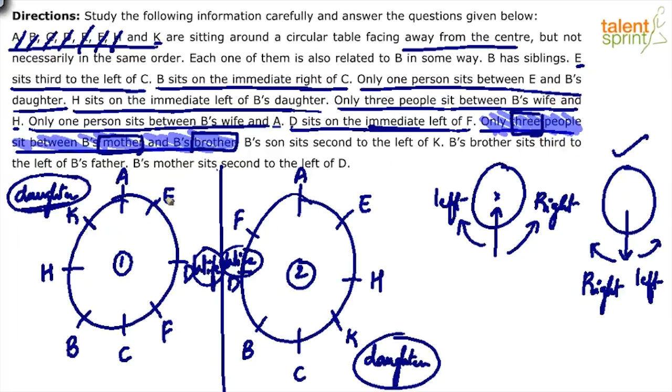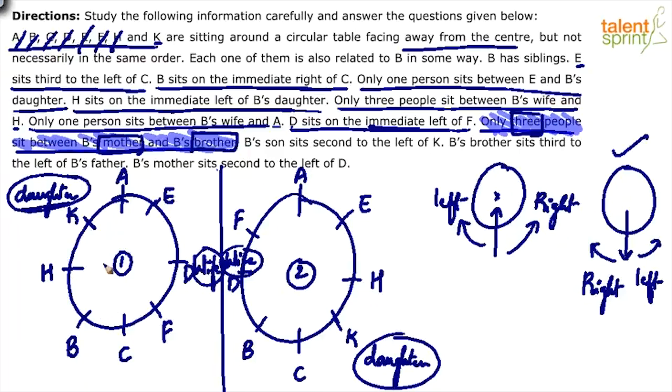So can mother and brother be B and E? Not possible. Because it is B's mother and B's brother. So how can B be B's mother, or how can B be B's brother? Not possible. So B and E is ruled out. We are trying to look at the mother and brother pair. So can the mother and brother pair be B and E? No, not possible. Ruled out.